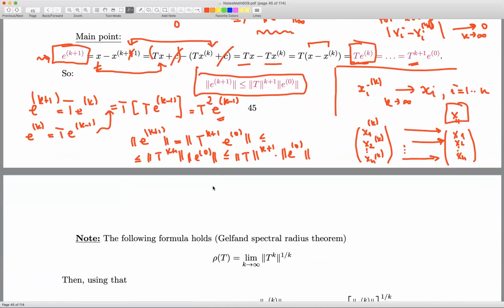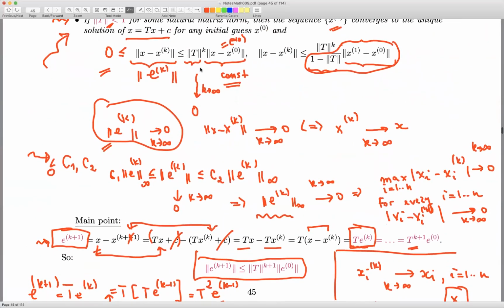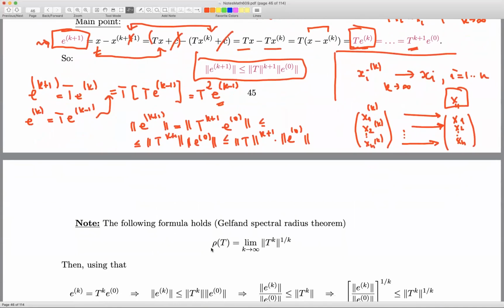Now let's discuss one more aspect. This inequality here is an upper bound for the error, but it's not the best possible upper bound, in the sense that it is a crude upper bound for the error at step k using the norm of the matrix T. Now, if we look a little bit more carefully, we can give a finer estimate or finer analysis of the error.